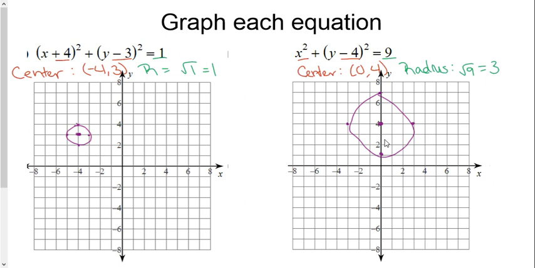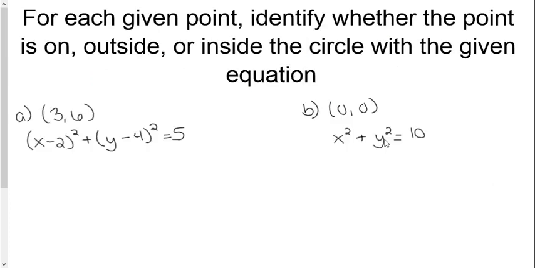So in the next examples, you have to determine based on a point and an equation if this point is inside the circle, outside the circle, or if it is on the circle. So what you're going to do is plug in this 3 and this 6 for x and for y, and you're going to solve it all the way through. So we get 3 minus 2 squared plus 6 minus 4 squared, and we want it to equal 5. So we're going to see how it compares to this 5.